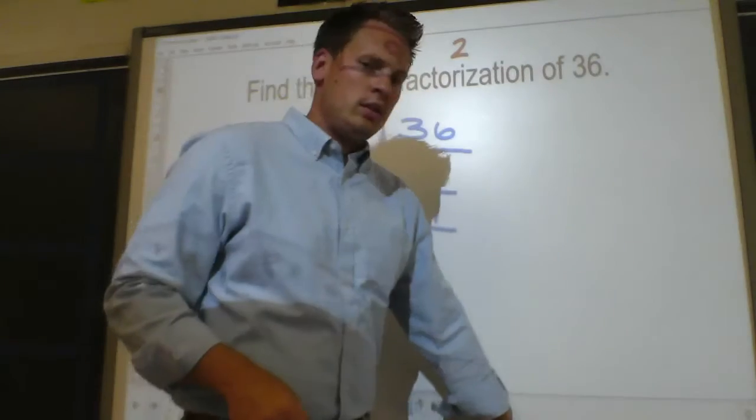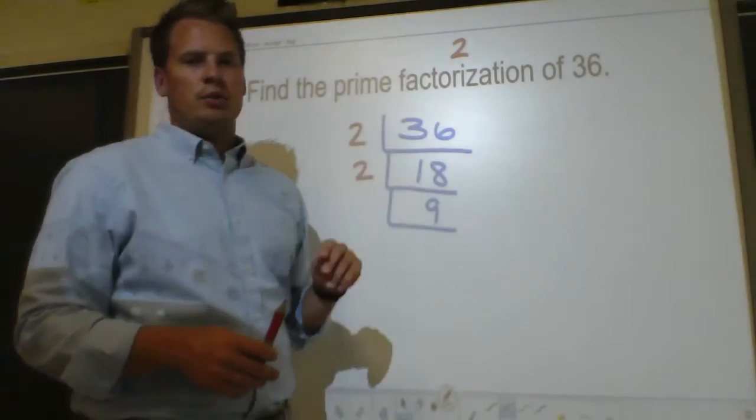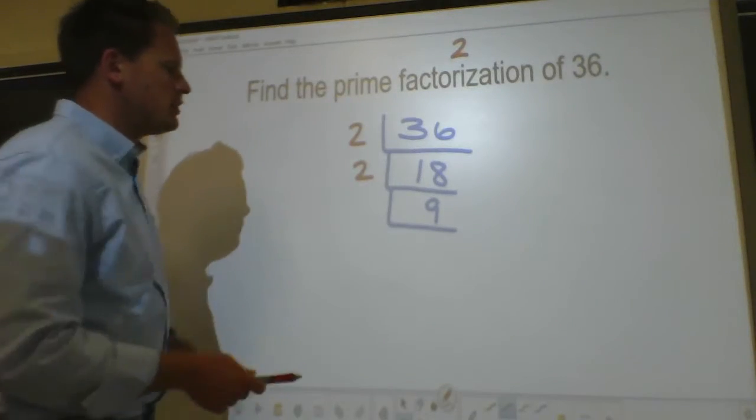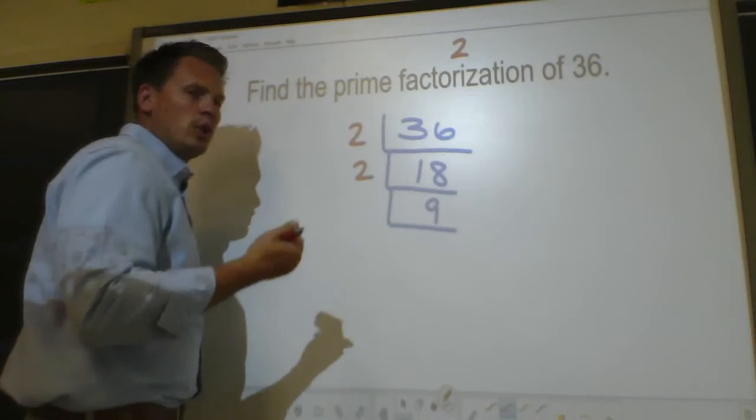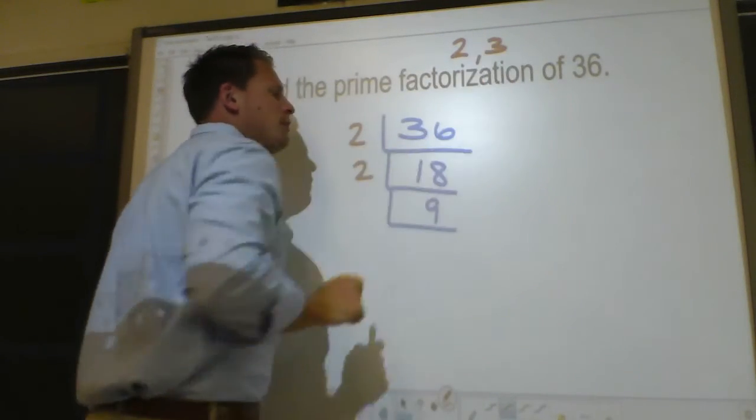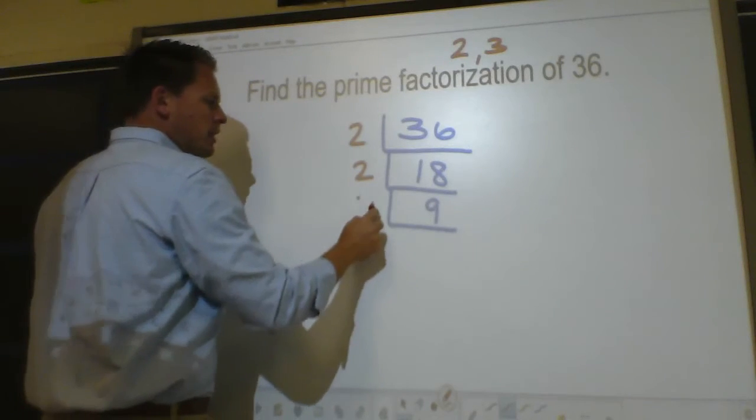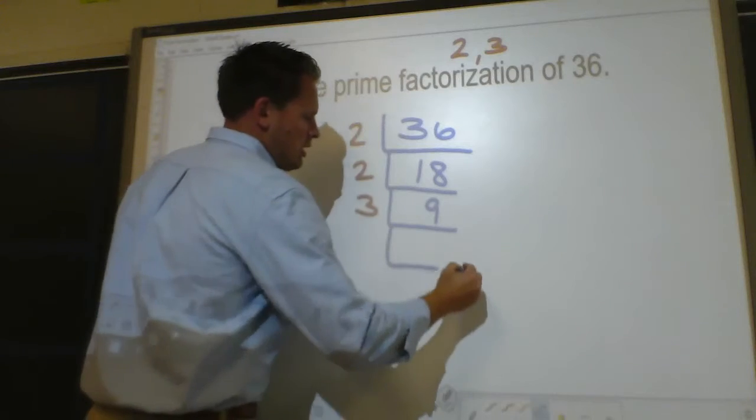Can I pull out another 2? I can't. 9 is not even. So 9 divided by 2 doesn't work. So then I need to go to the next smallest prime number. What's the next smallest prime number? 3. What's 9 divided by 3? 9 divided by 3 is 3.